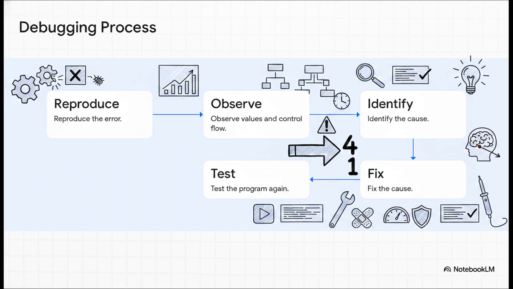1. Reproduce the error. 2. Observe values and control flow. 3. Identify the cause. 4. Fix the cause. And 5. Test again. Notice anything interesting here? Fixing the cause is step 4, not step 1. You absolutely have to gather hard evidence in step 2 before you ever dream of jumping to a fix. Debugging is not random guessing. You gather the facts first.